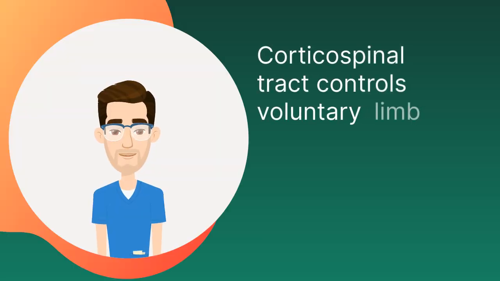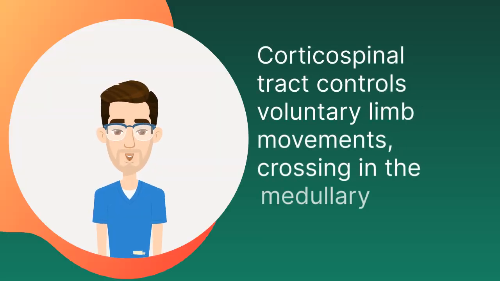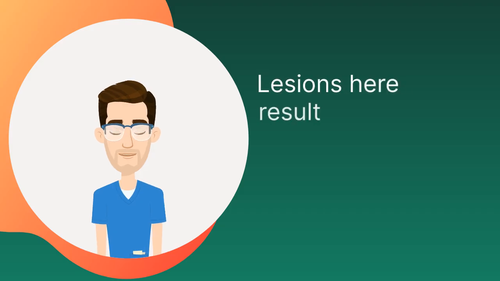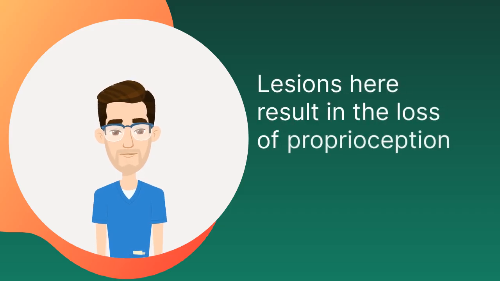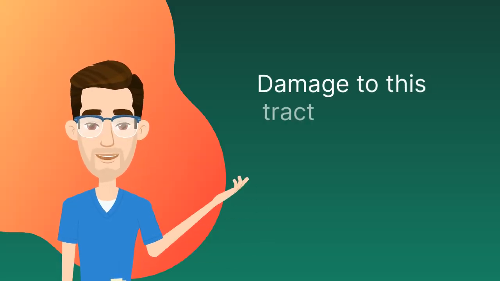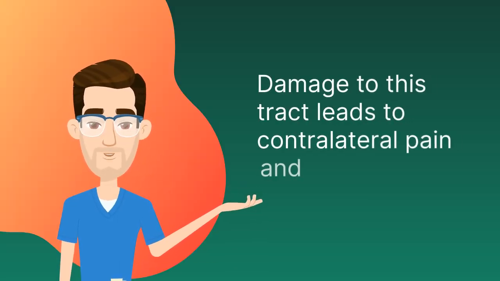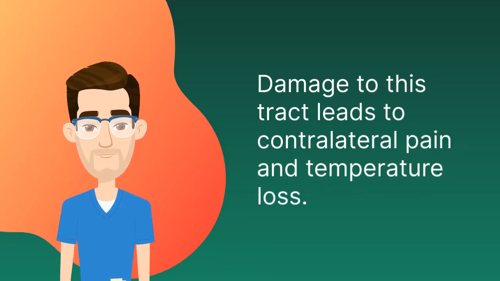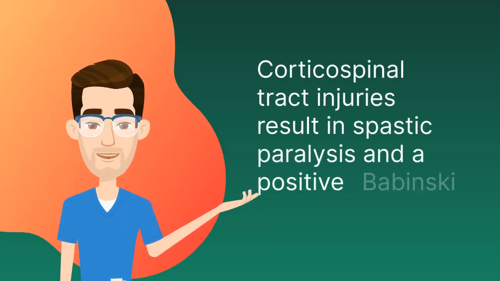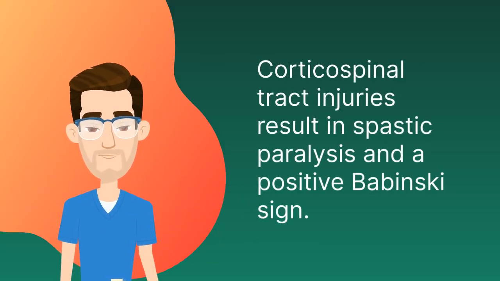Corticospinal tract controls voluntary limb movements, crossing in the medullary pyramids. Lesions here result in the loss of proprioception and vibratory senses. Damage to this tract leads to contralateral pain and temperature loss. Corticospinal tract injuries result in spastic paralysis and a positive Babinski sign.